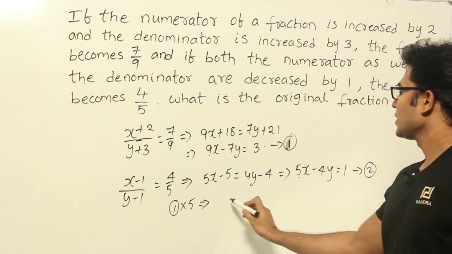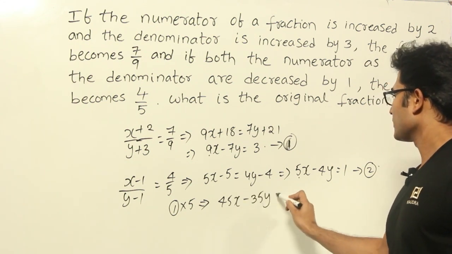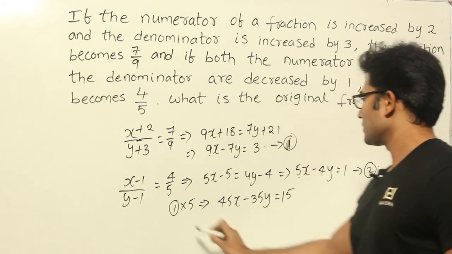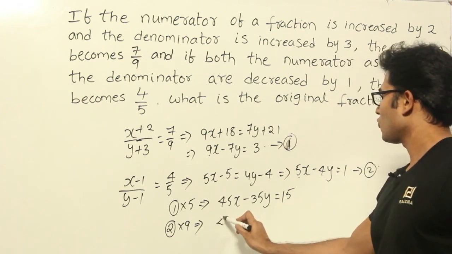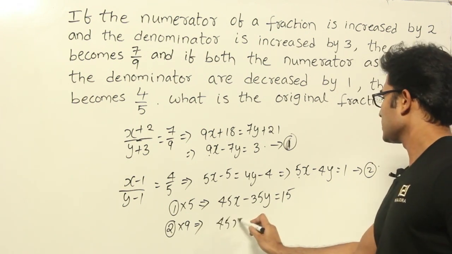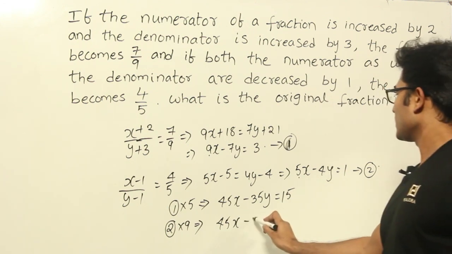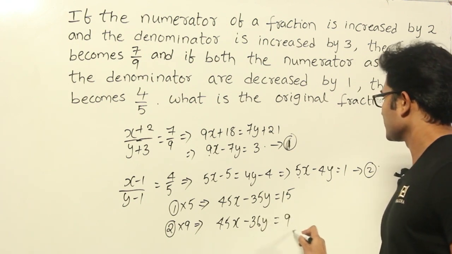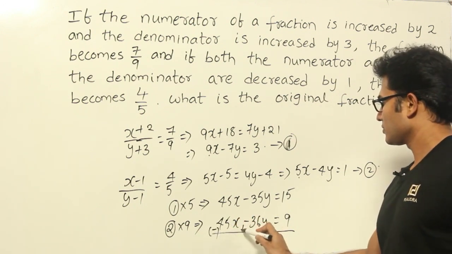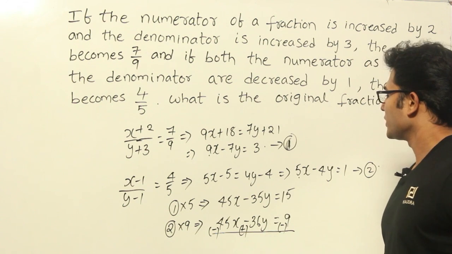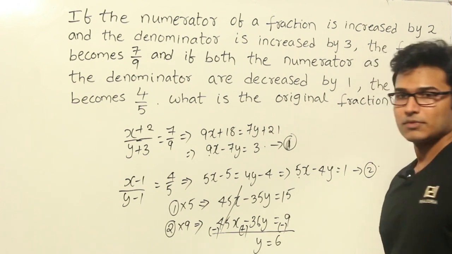Then what do we get? We are going to get 45x minus 35y equal to 15. And let's multiply equation number 2 with 9. Then what do we get? 45x minus 36y equal to 9, right? Now if I subtract one equation from the other one, what do we get? So here x is going to get cancelled. Then I get y equal to 6, right?